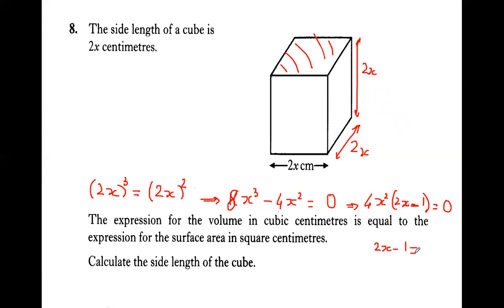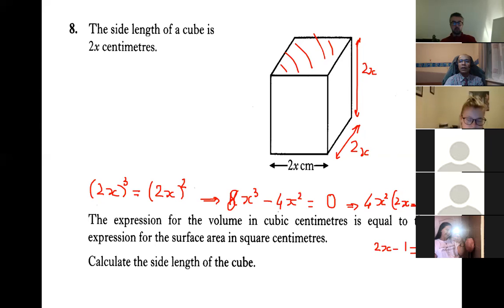How do you solve 2x minus 1 equals 0? Get rid of the take away 1. What's the opposite of taking away 1? Adding 1, on both sides. Then that means I've got 2x equals 1.